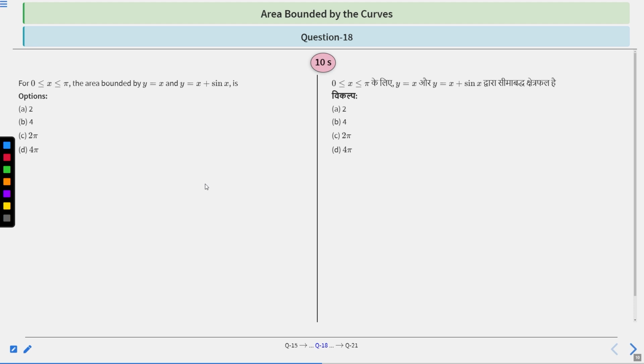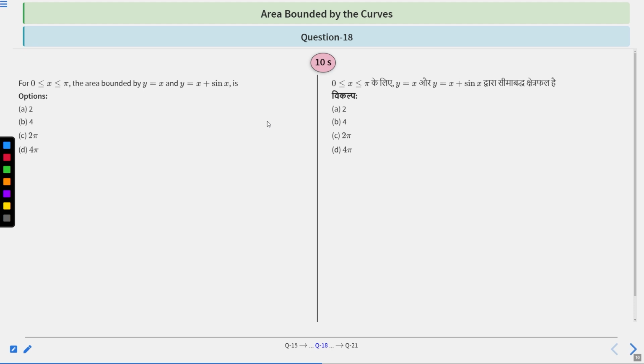So again, first we will find the points of intersection of both curves, y equal to x and y equal to x plus sin x. And we'll see from which interval to which interval we have to integrate. Clear? And if we have to integrate from 0 to pi, then we will see whether x plus sin x is greater or y equal to x is greater.